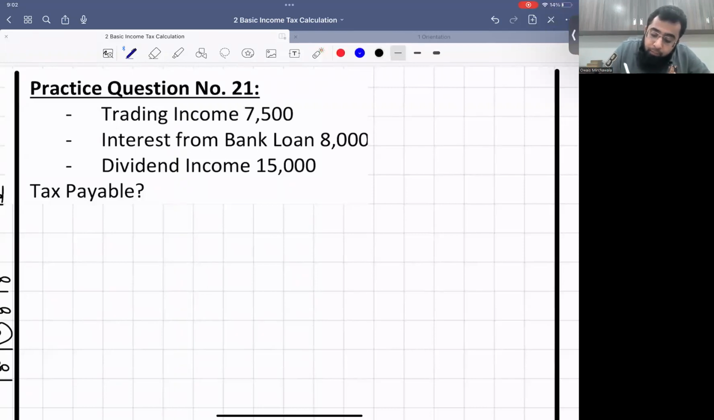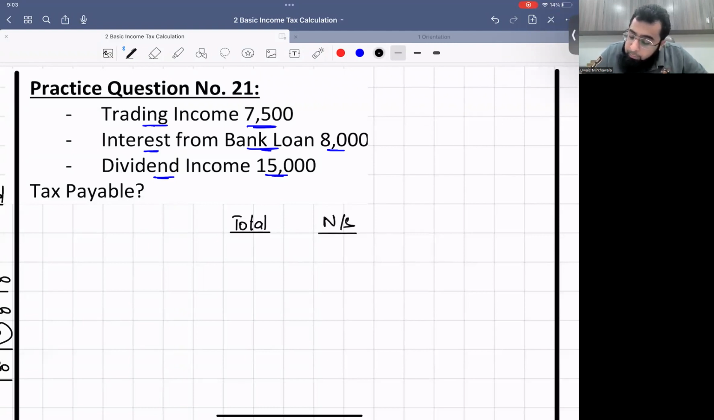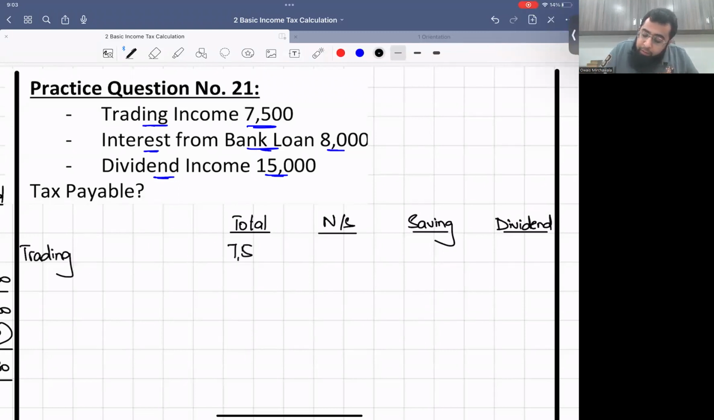Let's look at it. Trading income is 7,500. Interest from bank loan is 8,000. Dividend income is 15,000. Okay? So what we'll do is we'll make one column of total, one column of non-saving, then saving, and the last one is dividend. Okay? Trading income. Trading income is 7,500. Goes in the column of non-saving.